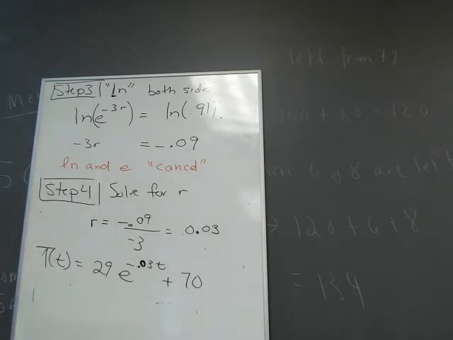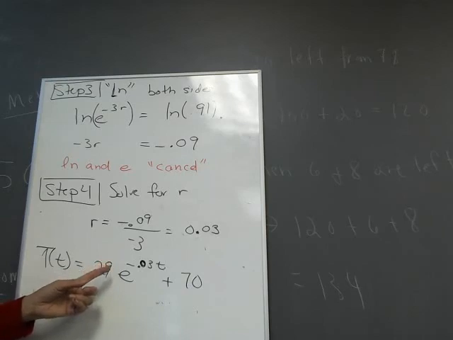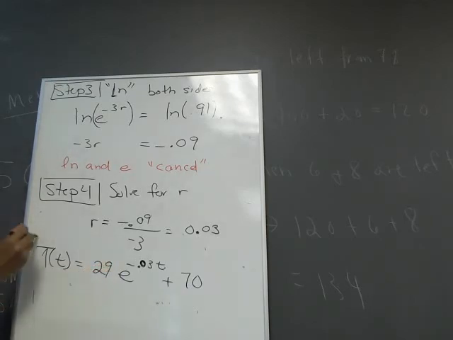I have a question. For the formula, wouldn't it be 0.03t instead of negative? No, it'll be negative, because it's R I solved for. It has to be negative because if it's positive, the curve goes the other way. Okay. So now we have a formula.